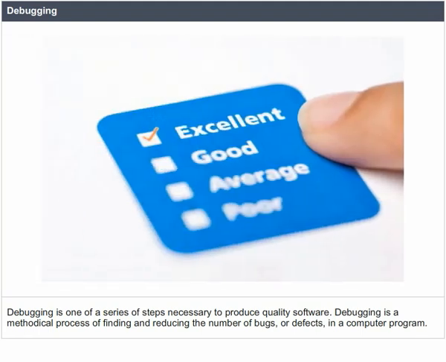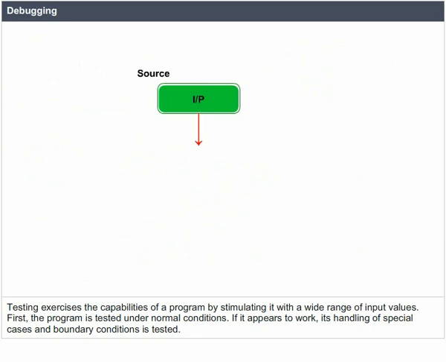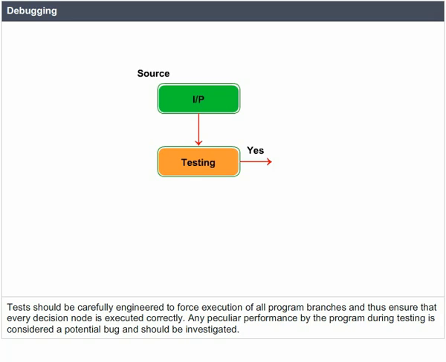Debugging. Debugging is one of a series of steps necessary to produce quality software. Debugging is a methodical process of finding and reducing the number of bugs or defects in a computer program. Testing exercises the capabilities of a program by stimulating it with a wide range of input values. First, the program is tested under normal conditions. If it appears to work, its handling of special cases and boundary conditions is tested. Tests should be carefully engineered to force execution of all program branches and thus ensure that every decision node is executed correctly.